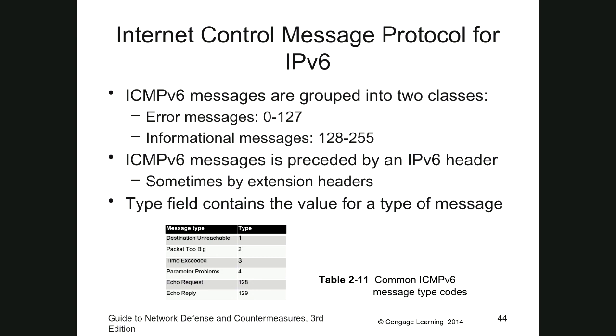So you just got a few message types. Type 2, the packet's too big. 3, it took too long to go through. There's a problem with the structure of the parameters. 128, 129 gives you an echo request and reply. So that's where, not a ping, but you reach out to touch another computer on the network with a 128. And if it's there, it's open, it's available to talk to you or to engage with you, you're going to get a 129 response back.